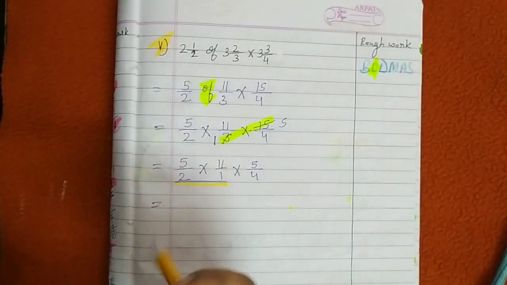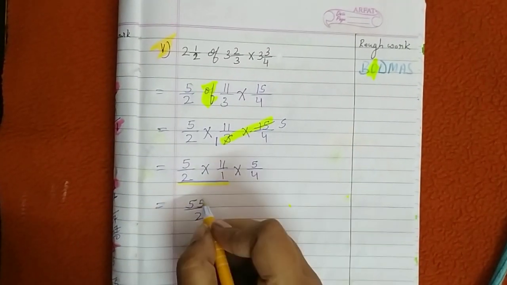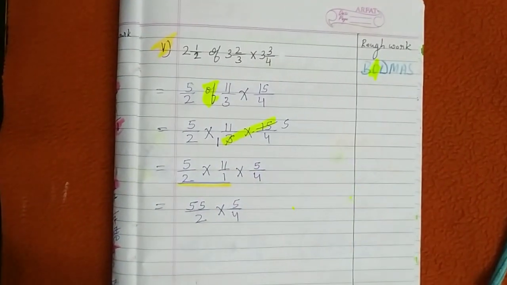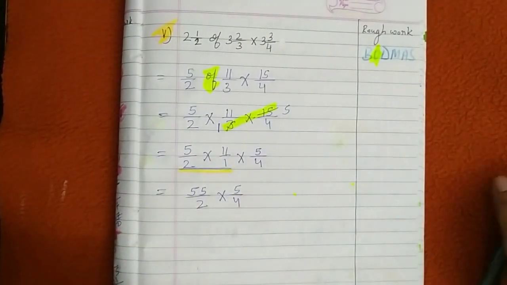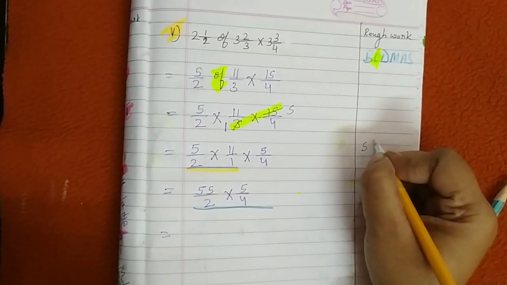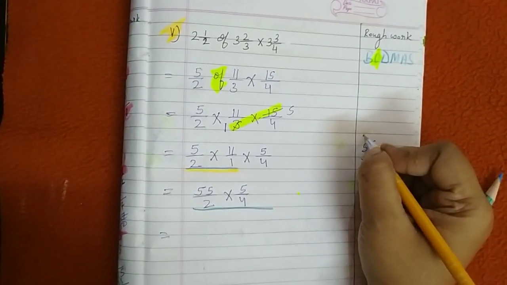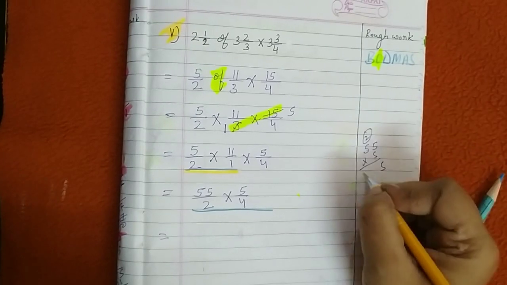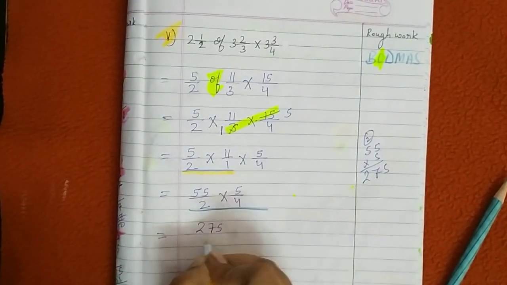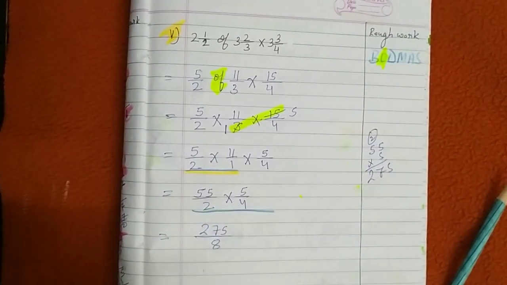So 5 into 11, 55. 2 into 1, 2. So 55 upon 2 into 5 upon 4. Yes, now what you have to do? Now multiply this. Simple. 55 into 5. 5 5s are 25, 5 here, 2 will here. 5 5s are 25, 26, 27. So 275. 275 upon 2 into 4, 8. Yes, this is our answer.